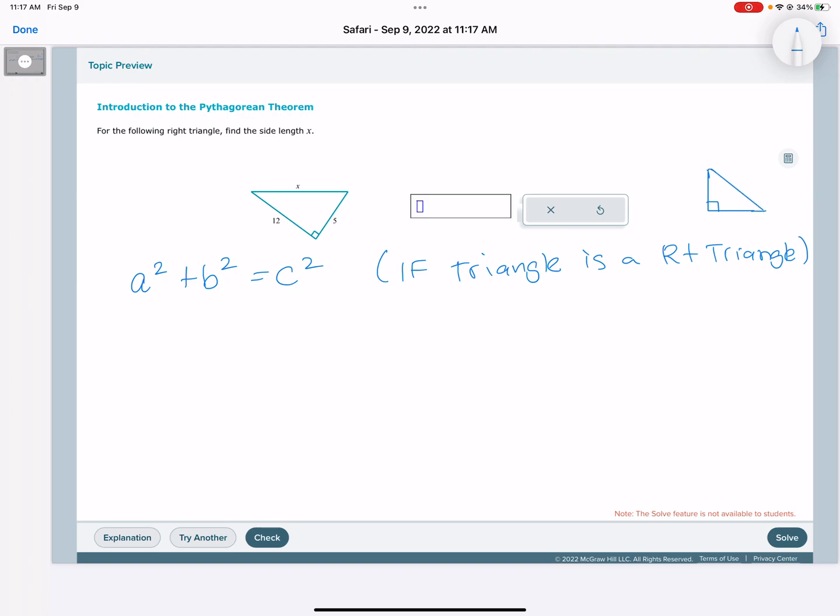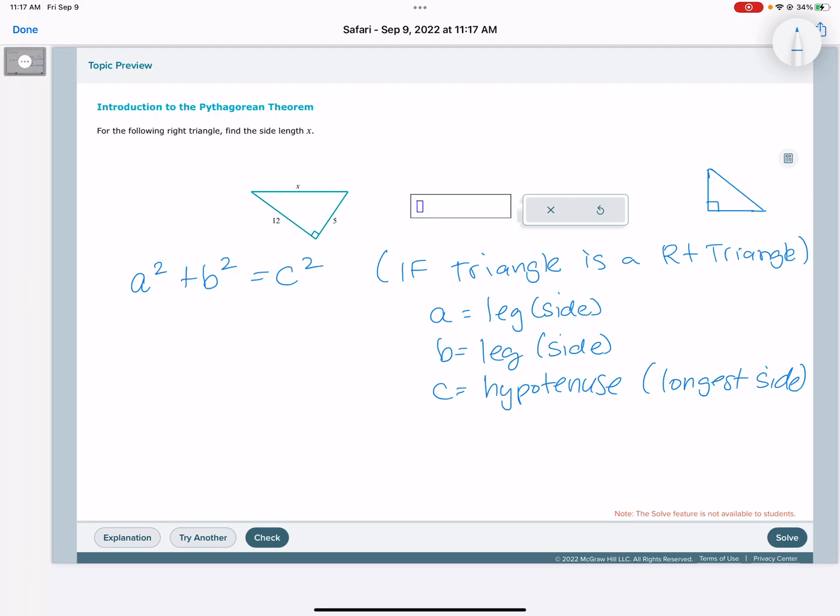So when you see a right triangle like this, A is equal to a leg, or we call it a side. B is also a leg, or a side. And C is the hypotenuse. And the hypotenuse is the longest side, and that's the one that's opposite of the right angle. That's the hypotenuse right there.